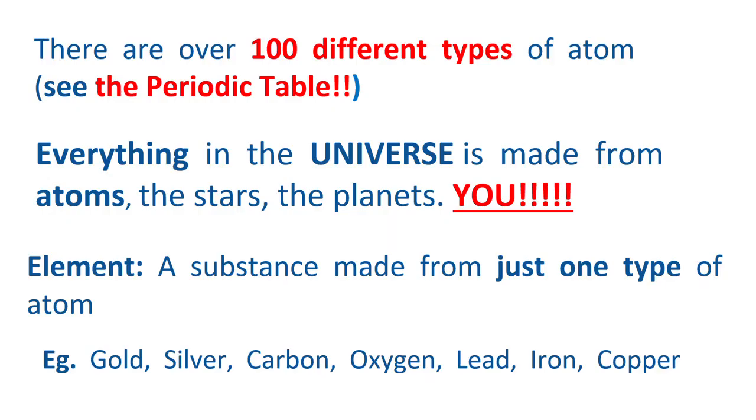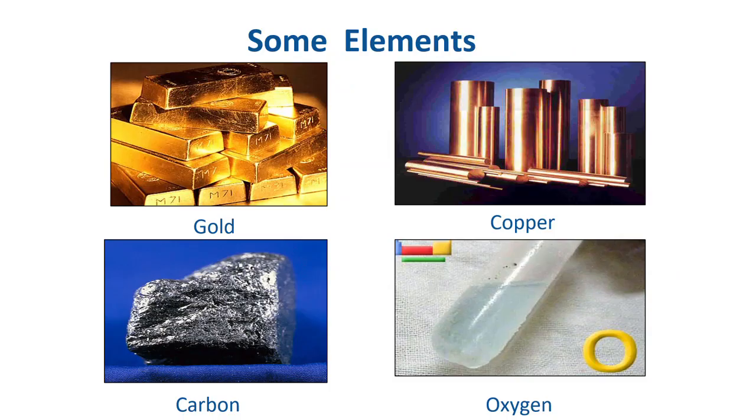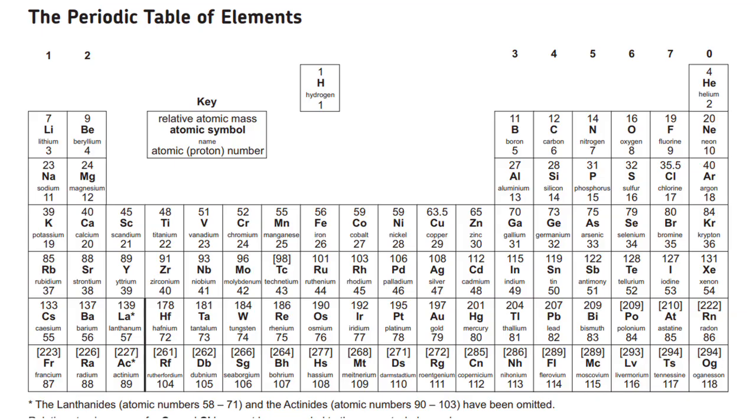There are over 100 different types of atoms. See the periodic table. Everything in the universe is made from atoms, including you, and an element is a substance made from just one type of atom. And here are some elements: gold, copper, carbon, oxygen. They're all elements. And the periodic table, this is the one that will be given to your exam, gives you all the information you need to know about these.